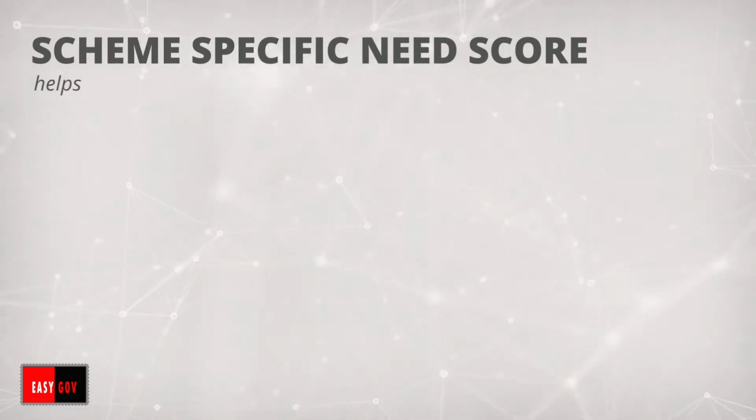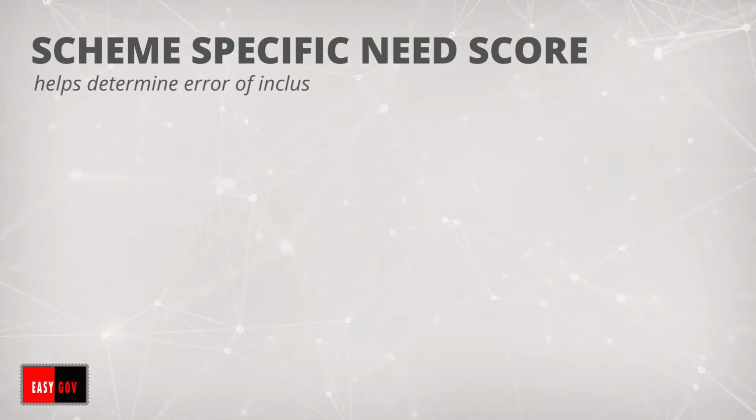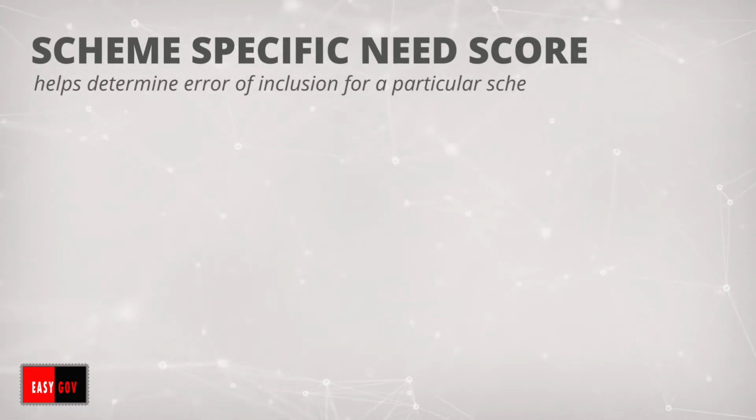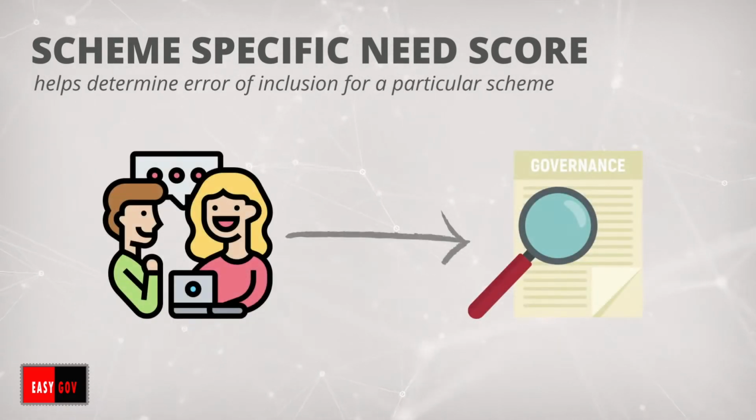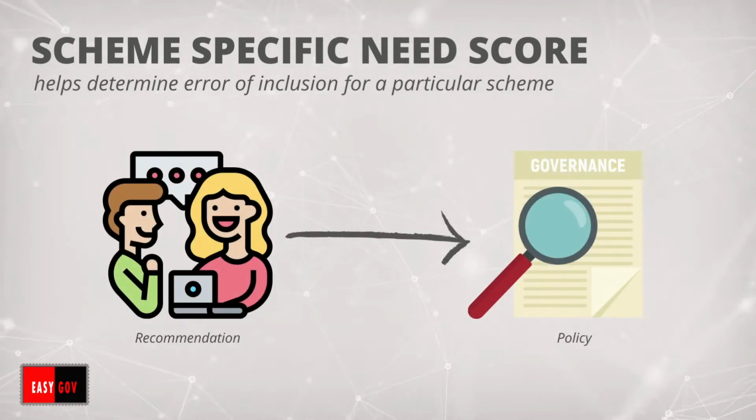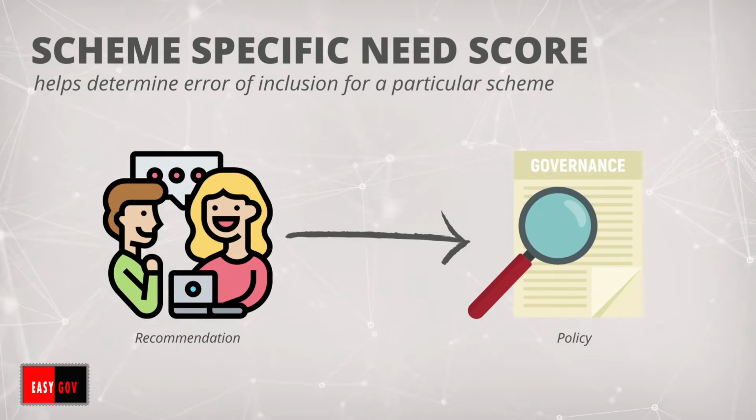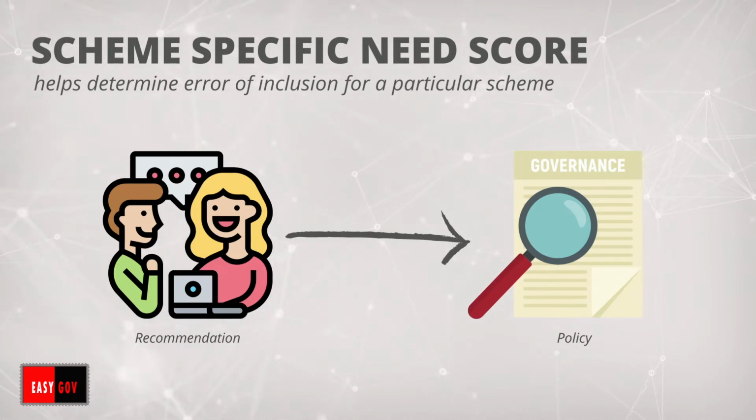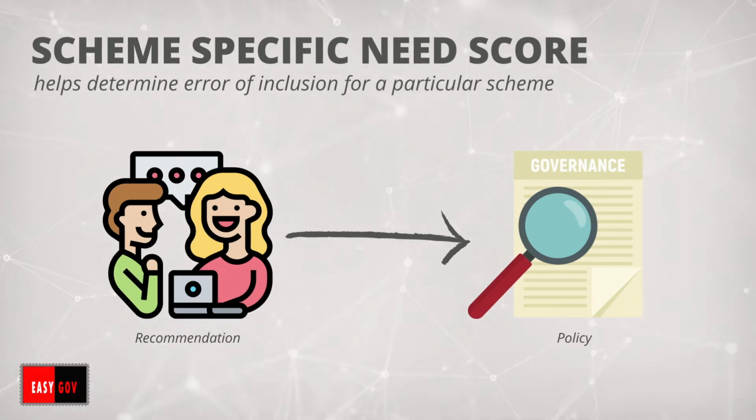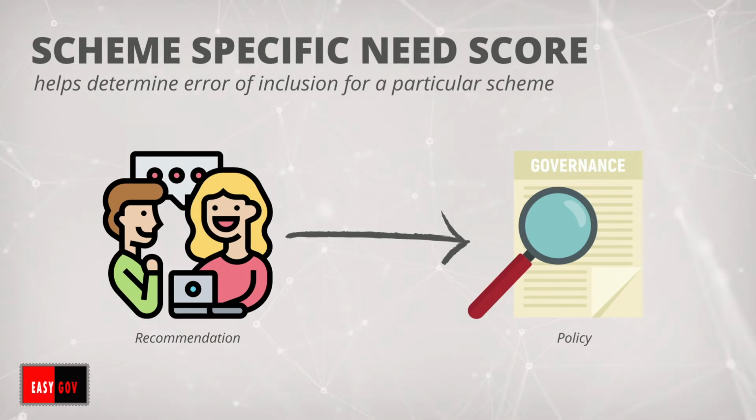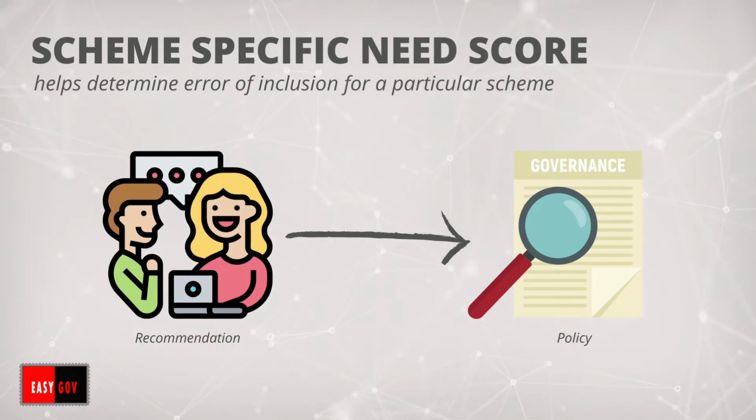Scheme-specific need score is a score that only gives us the error of inclusion for a particular scheme for the user. This need score helps provide recommendations to the government on policy by identifying individuals that should not have been eligible for a scheme. Such recommendations can be based on further deep analysis of the scheme-specific need score, taking into consideration errors based on benefits, time, etc. An example would be the scheme-specific need score for the Manrega scheme, coupled with the benefit amount that a person has received from Manrega in the past or is currently receiving.